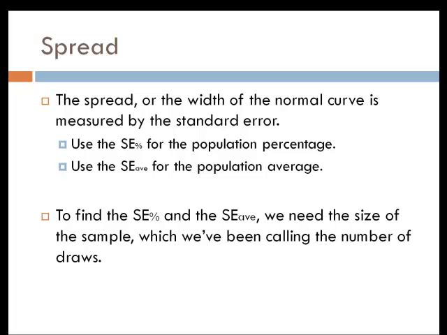The spread, that's the width of the normal curve, we measure that using the standard error. So when we're talking about percentages, we're going to be constructing a normal curve that's centered at the expected value for the percentage, and the width of that normal curve is going to be determined by the standard error for the percentage. And the same thing for the average. The normal curve would be centered at the expected value and then have a width determined by the SE for the average. So to find those, we need the size of the sample. Like I said, we've been calling that the number of draws.